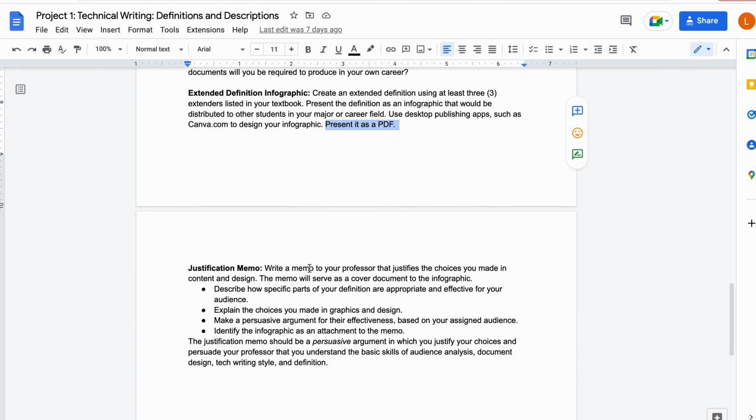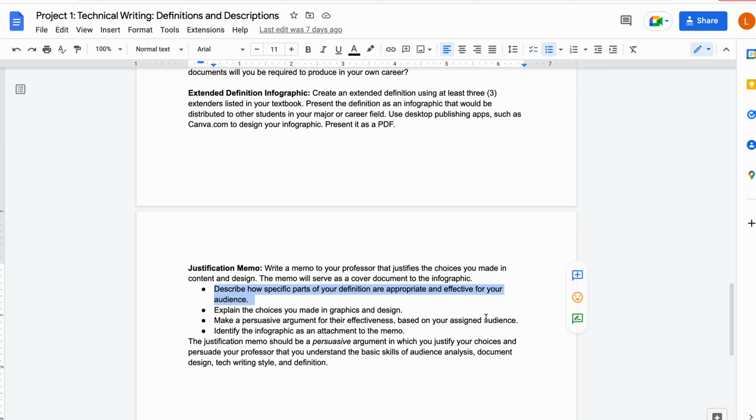Now, in addition to that, you're going to write a memo that justifies the choices you made in both content and design. This justification memo, as I said in an earlier video, is a persuasive argument that is going to show me that you understand what definitions are, how to write extended definitions, how to meet your audience's needs, and just those basic design features for how to present information both visually and in writing.